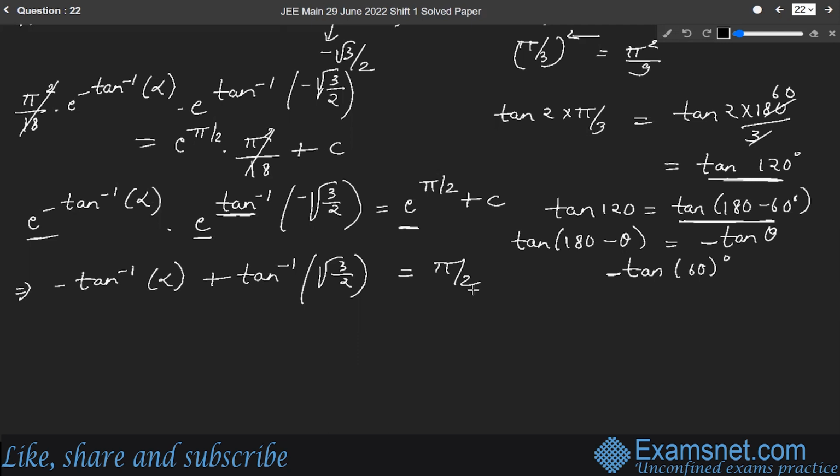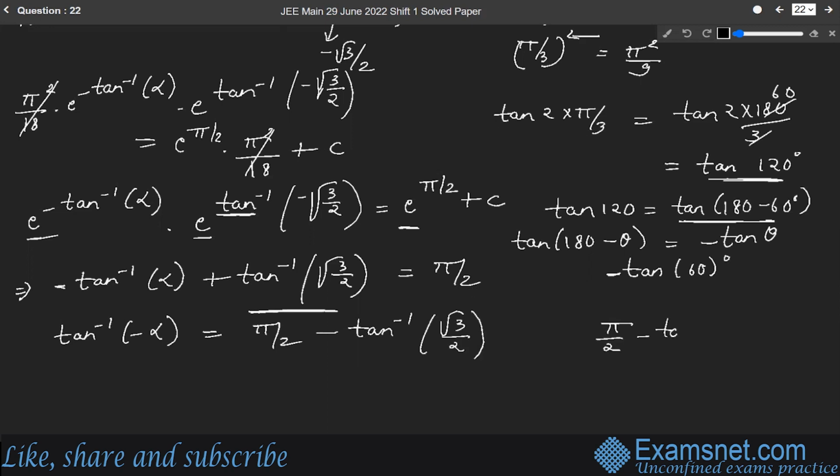Okay. So here on the left hand side, it can be written as tan inverse of minus alpha, right? This negative sign can go before alpha. Now, let us do one thing. Let us transfer this tan inverse root 3 by 2 to the right hand side. So it will be π/2 minus tan inverse root 3 by 2. Do you know what is π/2 minus tan inverse x? π/2 minus tan inverse x is equal to cot inverse x.